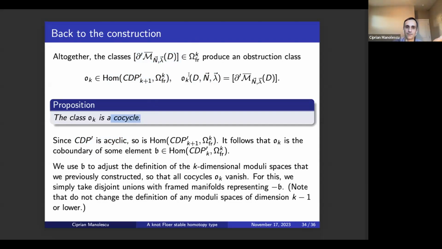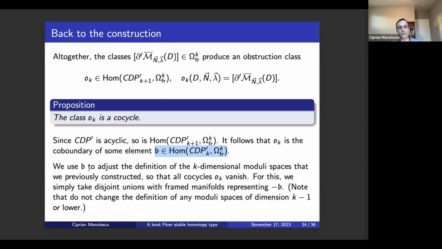If you think about how the domains break, the structure is that the boundary is the product of smaller moduli spaces. So if the CDP prime is acyclic, then the Hom complex is also acyclic, of course. So therefore, OK is the coboundary of some element B. All right, so ideally, we wanted this to be 0. We wanted our obstruction class to be 0 at the chain level. If it was 0 at the chain level, we would just fill in each boundary with some moduli space. Now, it's not 0, but it's the coboundary of some B.